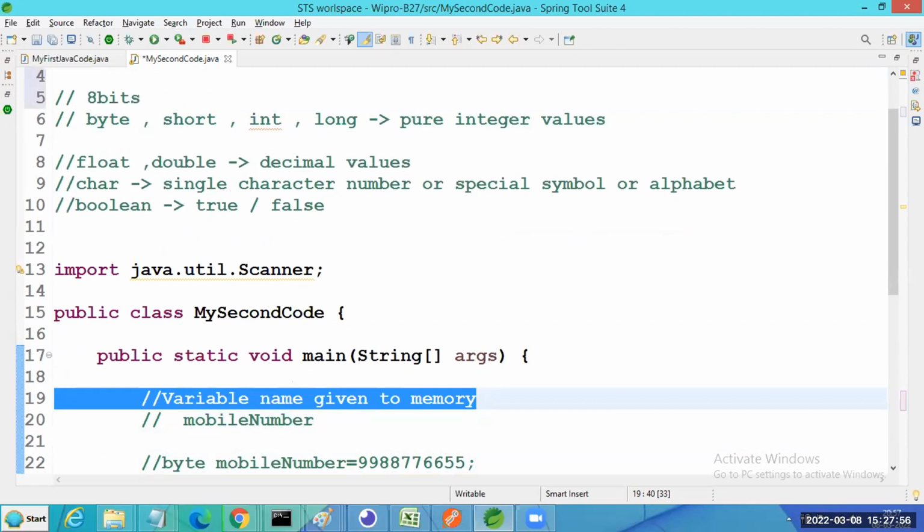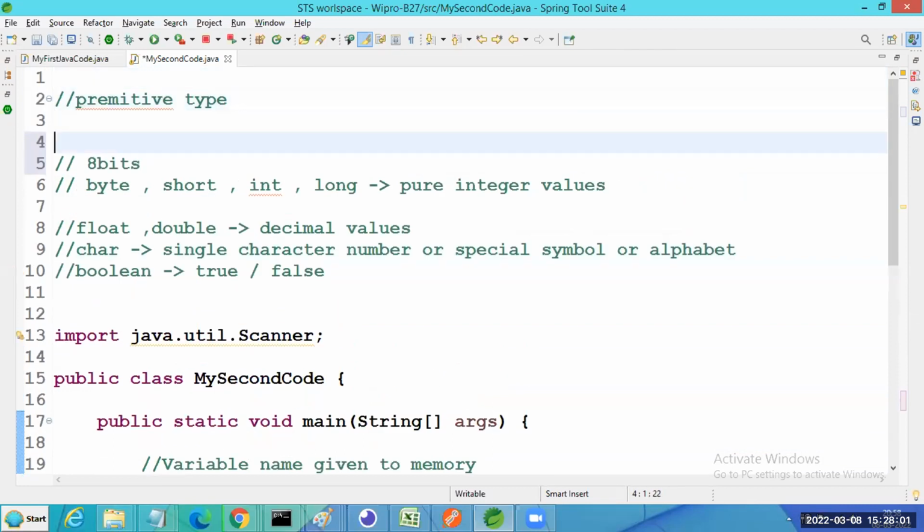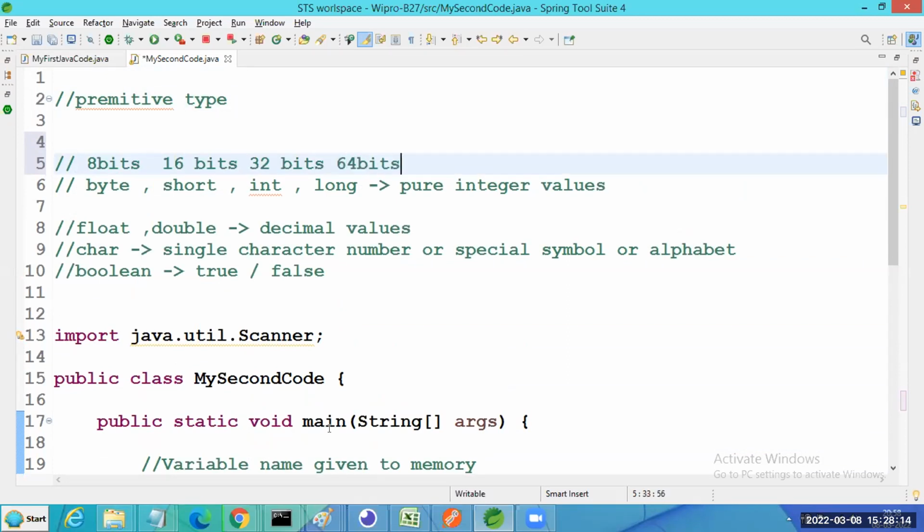Name given to a memory, right? So it's a memory location. End of the day, it's a memory location. So this byte memory, if you declare, it is going to take 8 bits. This is going to take 16 bits. Int will take 32 bits and long will take 64 bits.